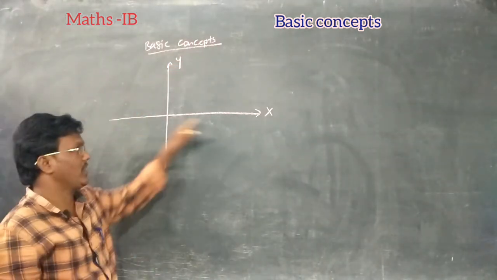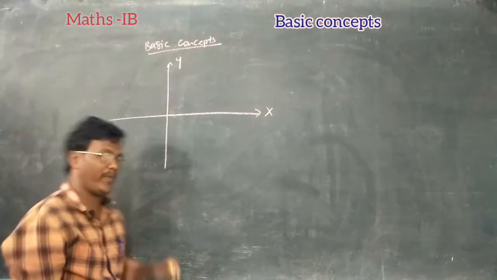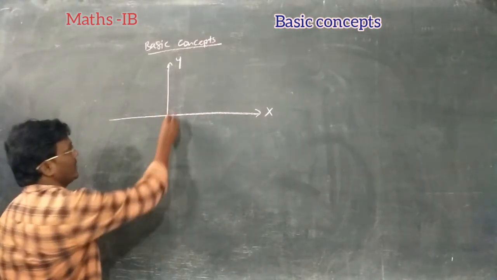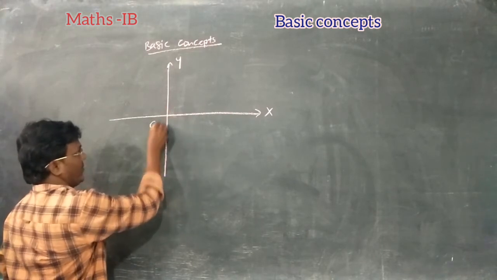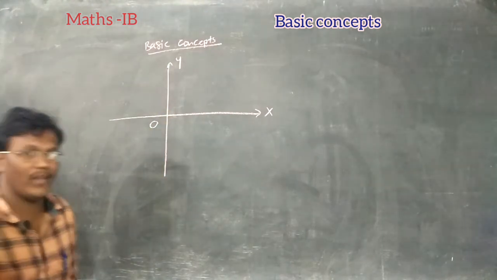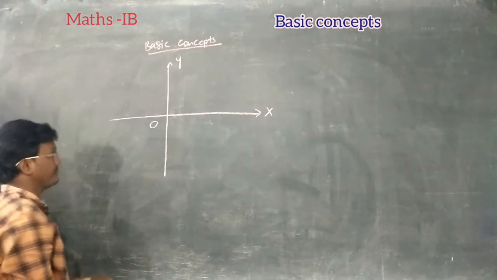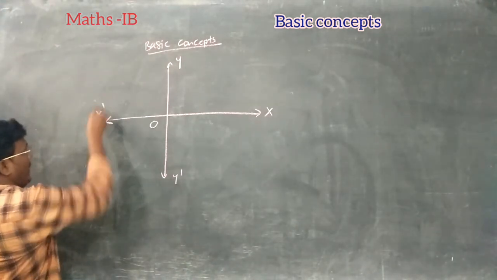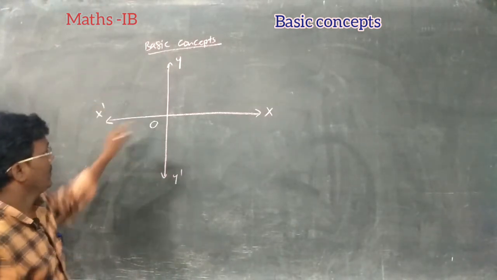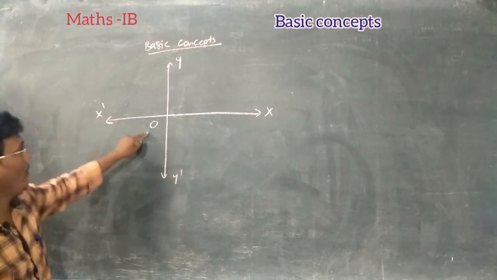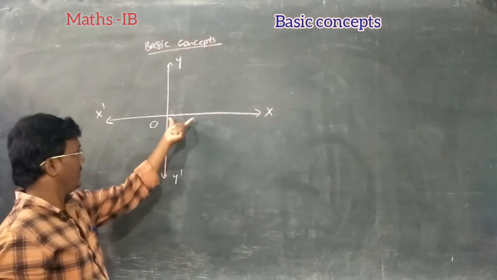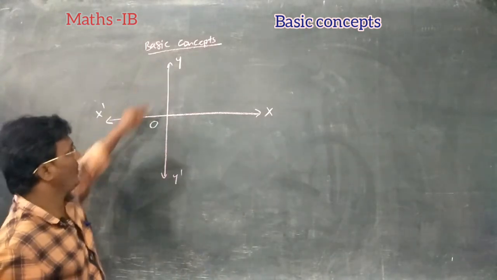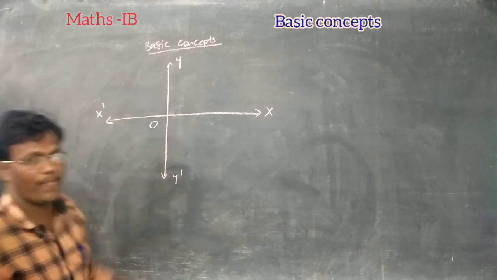These two lines are mutually perpendicular, and they are intersecting here. So this intersecting point is denoted by O. It is called the origin. And here it is denoted by y, and it is y dash, and it is x dash. Okay? Right. Here x dash O x is called the x-axis, and y O y dash, this line is called the y-axis.